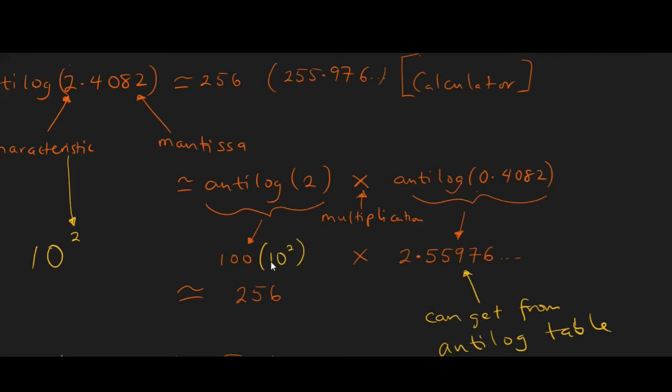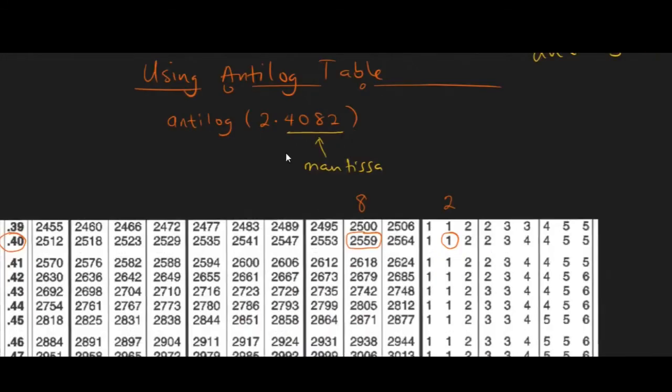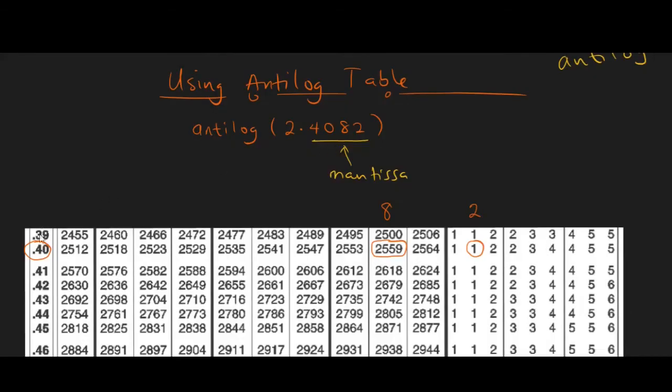It is easy to find the antilog of the number 2. It is simply 10 raised to the power of the number, that is 100. But we will find the antilog of the mantissa using the log table. So let's learn how this is done. Again, we are finding the antilog of the mantissa portion of the number 2.4082 using the antilog table. The first two numbers will help us to search for the mantissa from the row. So here we will look for 0.40.